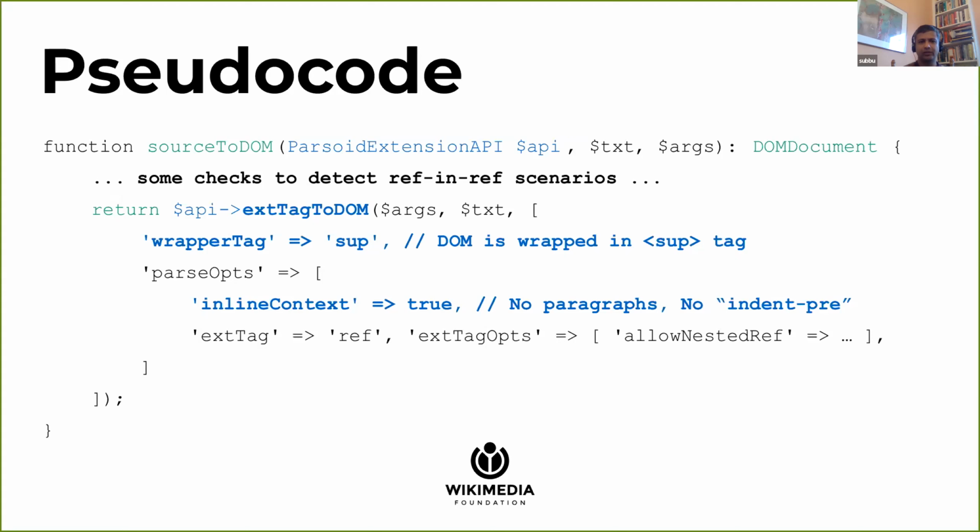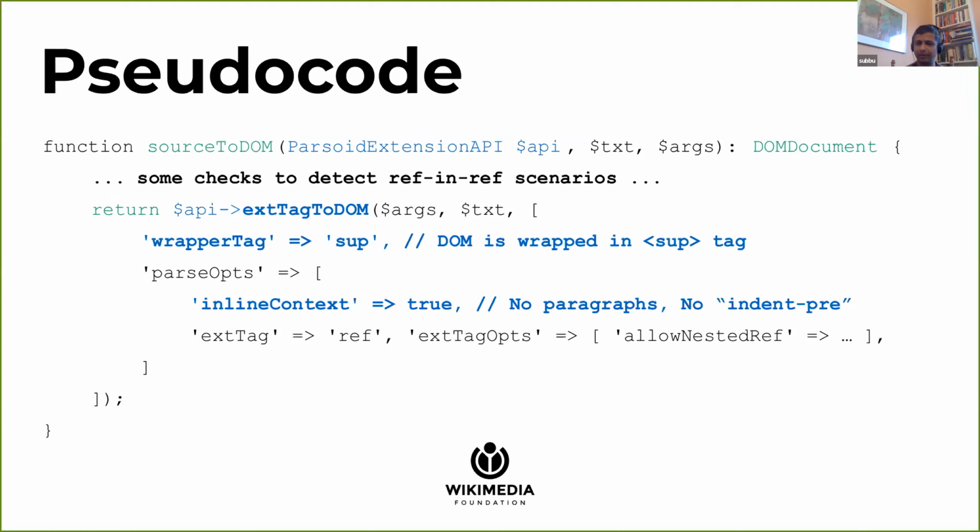One more example, let's look at the ref. So ref, as I said, is simply a very thin layer over Wikitext. And it's a very simple implementation. This is pretty much the entire implementation of the ref tag. So it has some checks to detect nested refs. So ref has some constraints around when nesting is allowed. So those are all the checks I'm skipping here. But beyond that, it just takes the Wikitext and asks the API to convert the entire content to DOM.